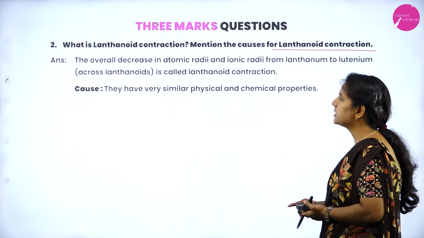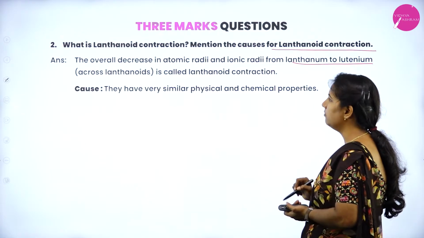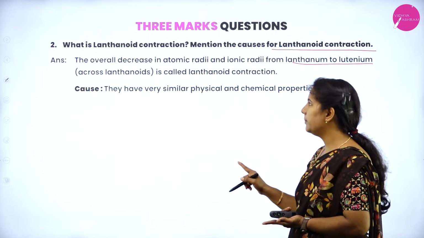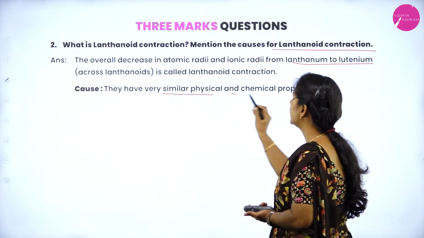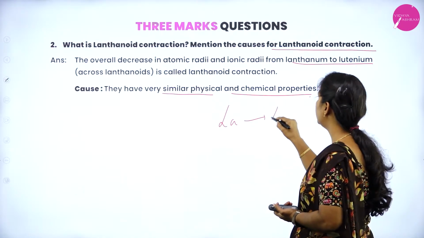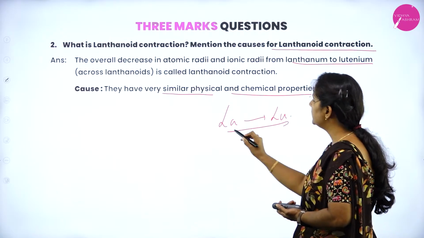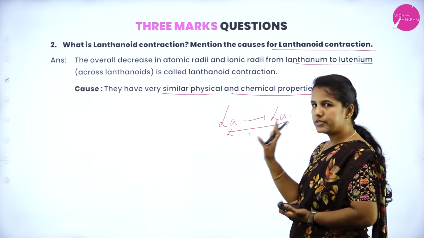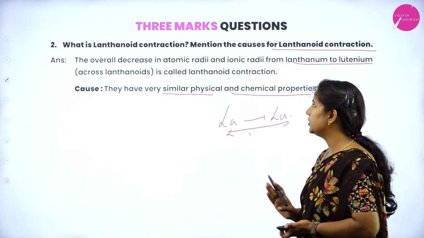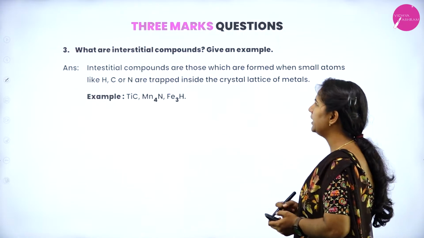The overall decrease in atomic radii or ionic radii from lanthanum to lutetium is known as lanthanide contraction. This has happened mainly because they have similar physical and chemical properties, from lanthanum to lutetium. Due to this, the atomic radius decreases steadily, which causes the lanthanide contraction.